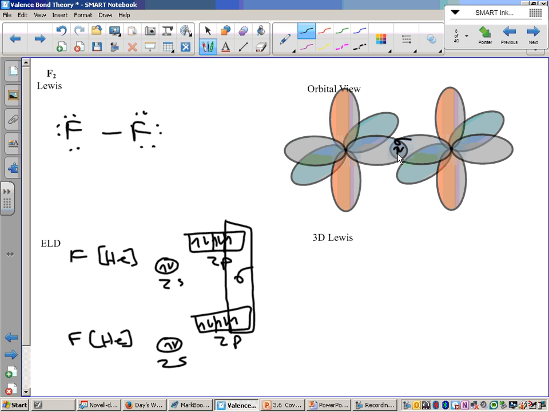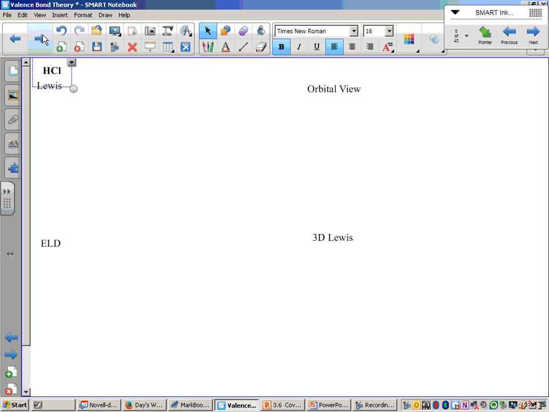So what does this thing look like to an X-ray diffraction? You see a nuclei there and a nuclei there, so we assume that there's a bond in between. It's a line. It's linear. So it's not really a three-dimensional molecule. We don't have to worry about a 3D Lewis representation of that. We will eventually when we get to more complex molecules. All right? Let's look at another one. HCl.